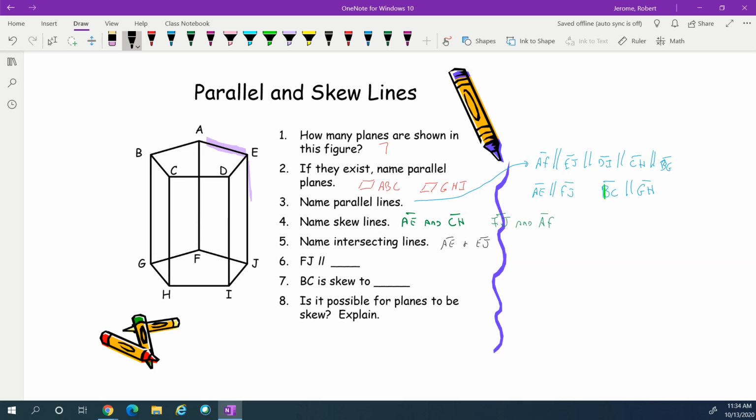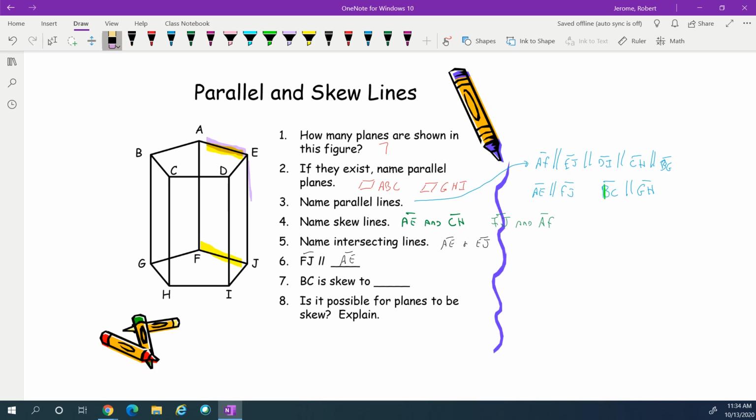FJ is parallel. Well, coincidentally, we did this one a minute ago, but FJ, find another line that's in the exact same direction, and we can see it right up at the top there, AE. So let's just fill it in, AE, and segment bars.